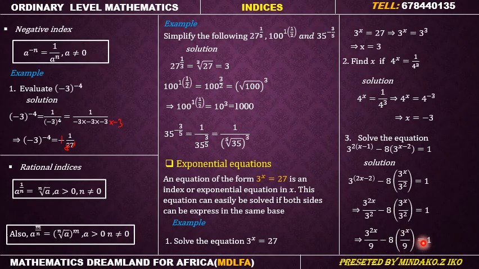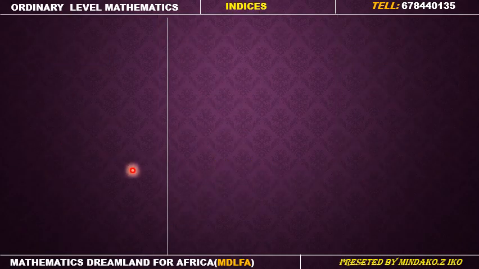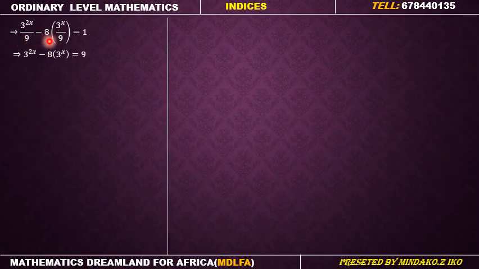So what are we going to do here? It means we are going to multiply everything by 9. If I multiply here by 9, the 9 will cancel with this other 9 in the denominator. And also, if I multiply here by 9, the 9 will also cancel with this other 9 in the denominator. And therefore, if we multiply all through by 9, we are going to have 3 power 2x minus 8 multiplied by 3 power x is equal to 9, because I've multiplied everywhere by 9.